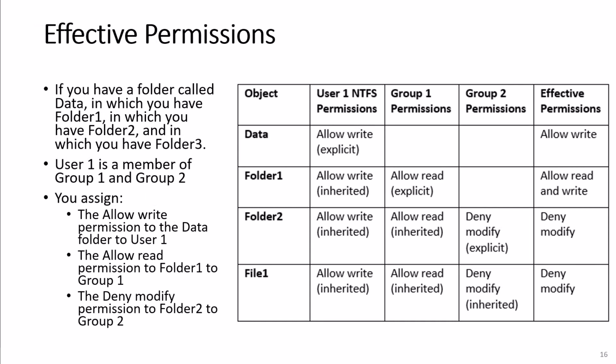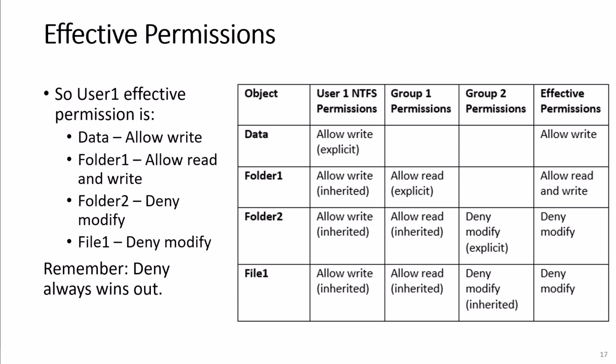Here is another example, similar to the last example, but for folder 2, the deny modify permissions is granted to folder 2. The data folder and folder 1 remain unchanged. For folder 1, the user 1 allow write permissions flows down to folder 1, and group 1 was granted the allow read permissions to folder 1. Therefore, user 1 has the allow read and write at folder 1.